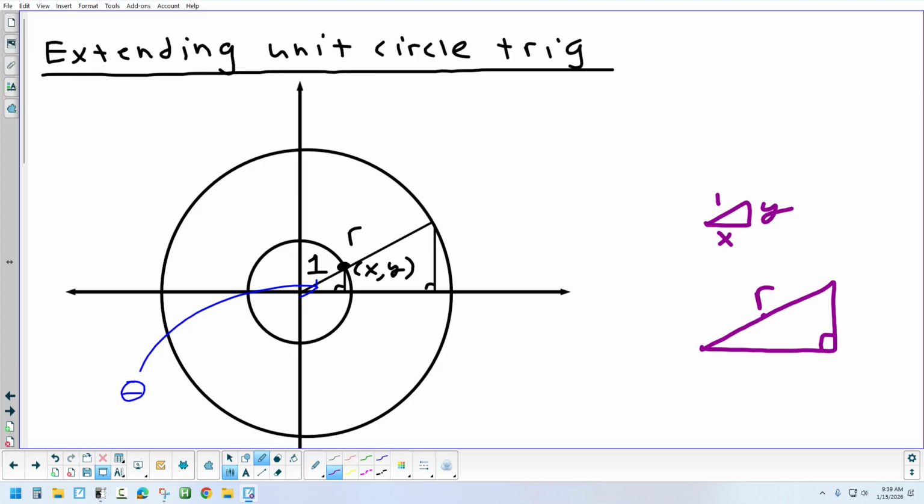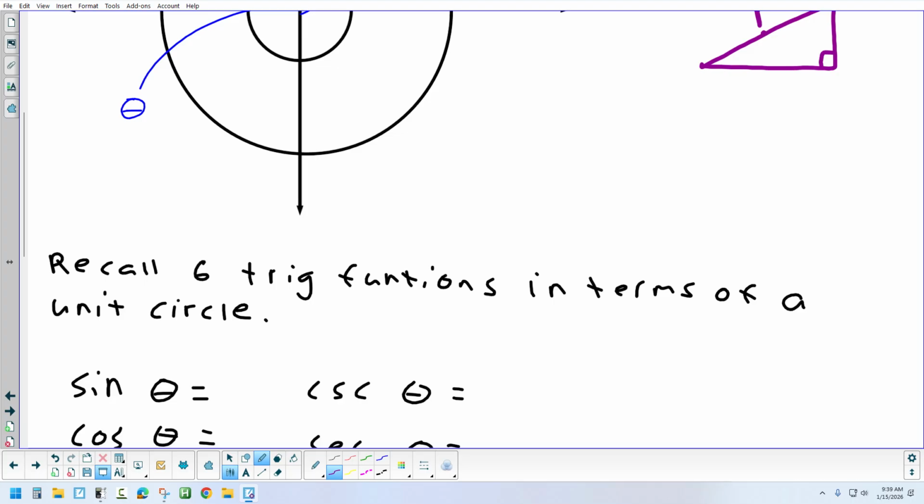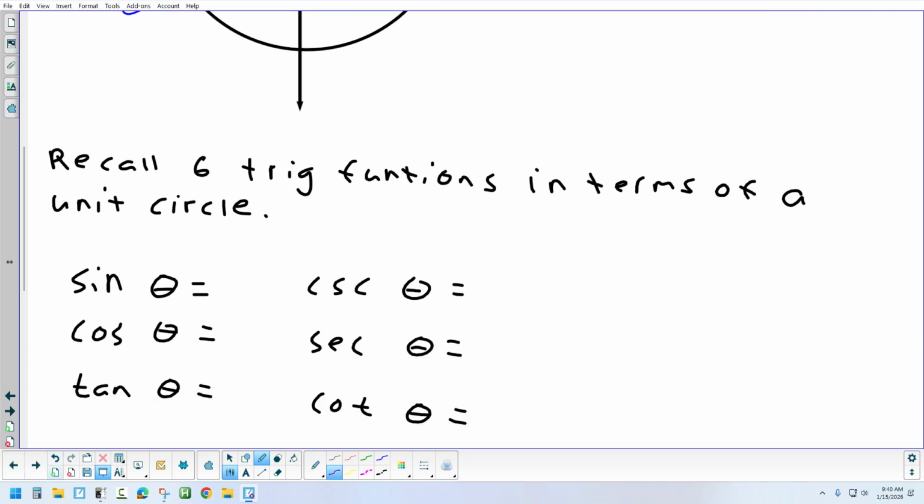So when we had our definitions for sine, cosine, and tangent, let's see if we remember what they were. You had to find a coordinate. And what was the definition of sine on the unit circle? Y. Sine was y. Cosine? Yep, x. And what was tangent? Yep, y over x. And the other three were the reciprocals.